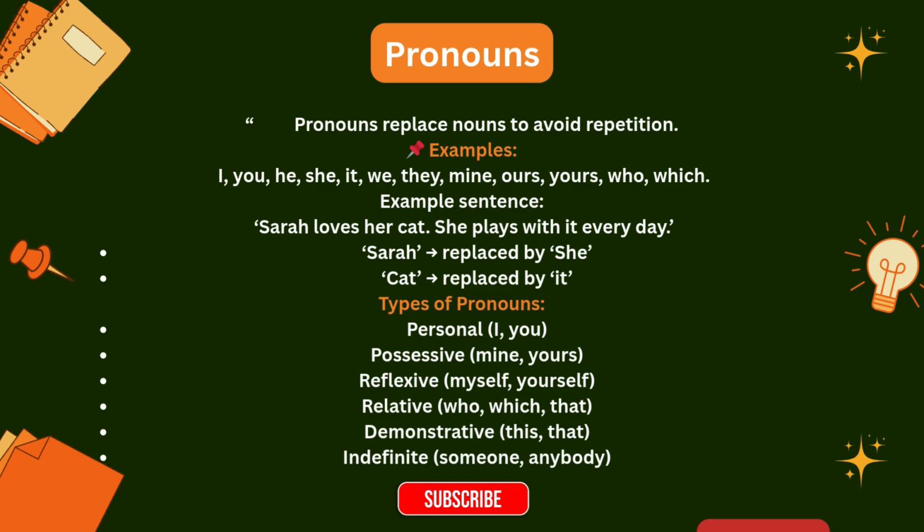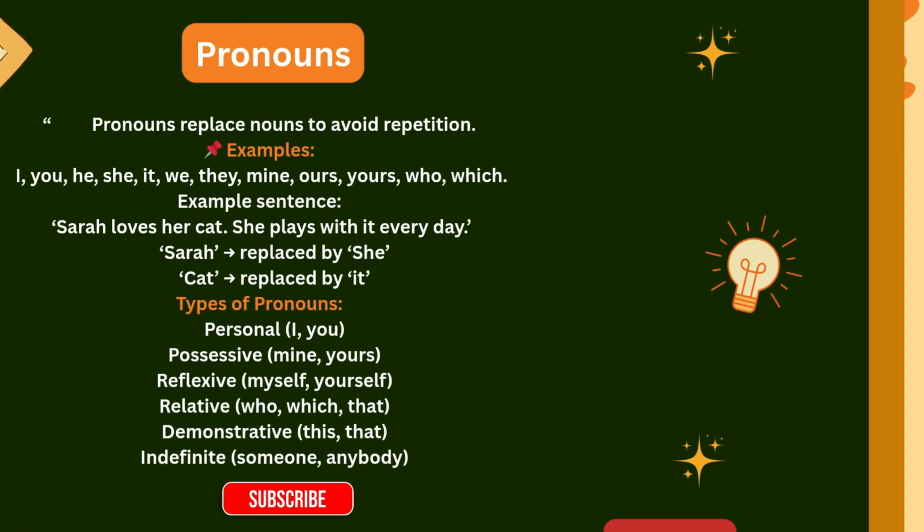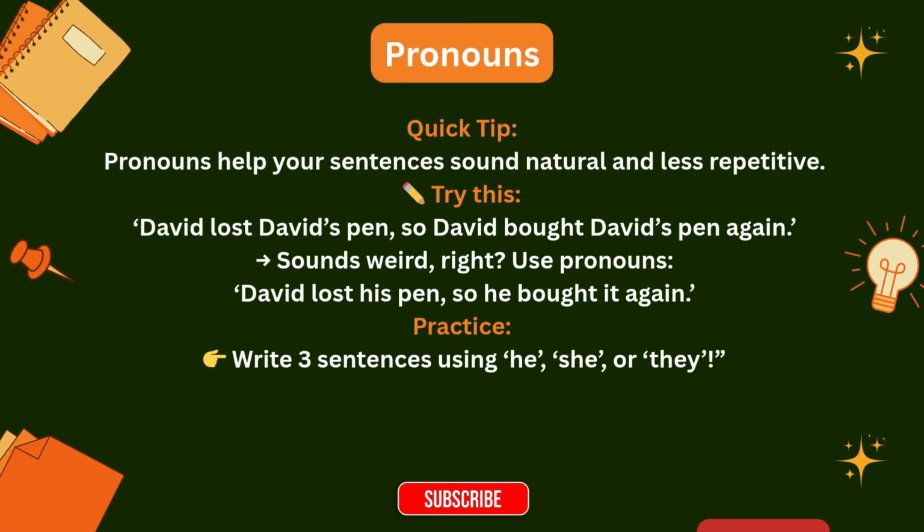Types of pronouns. Personal, I, you. Possessive, mine, yours. Reflexive, myself, yourself. Relative, who, which, that. Demonstrative, this, that. Indefinite, someone, anybody. Quick tip: pronouns help your sentences sound natural and less repetitive.